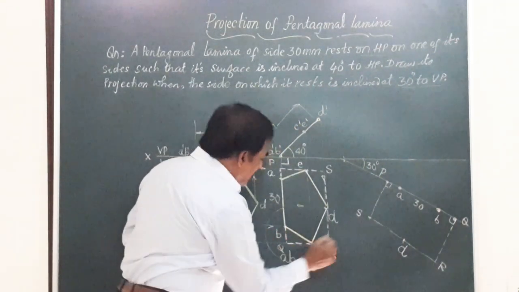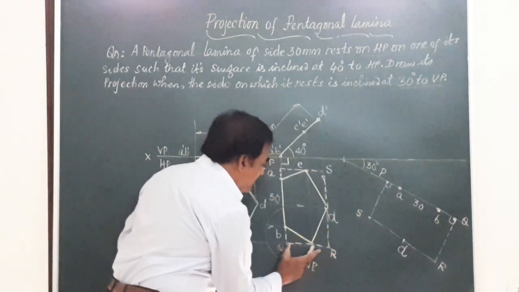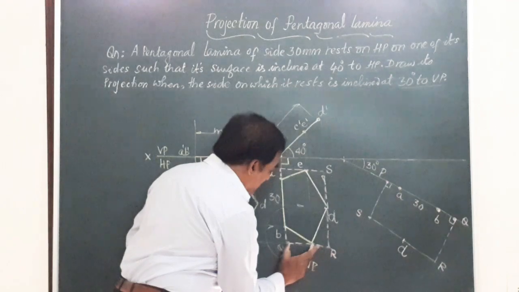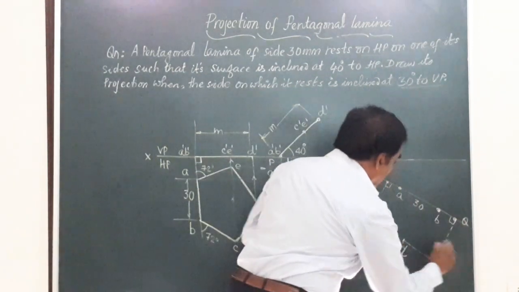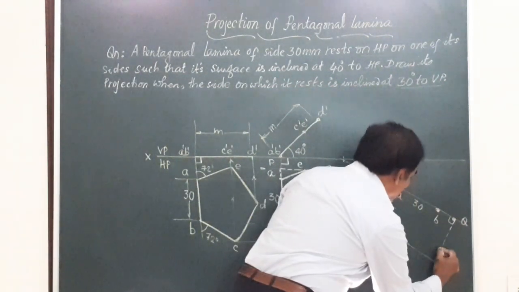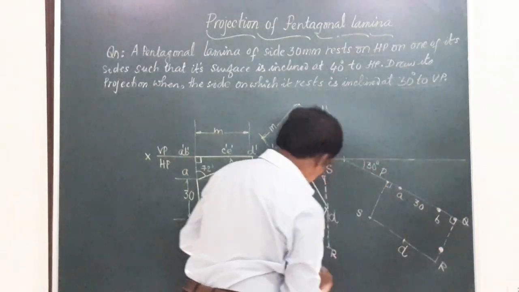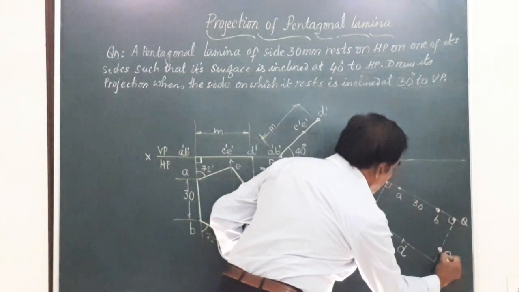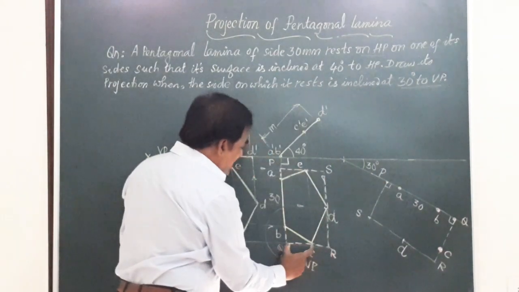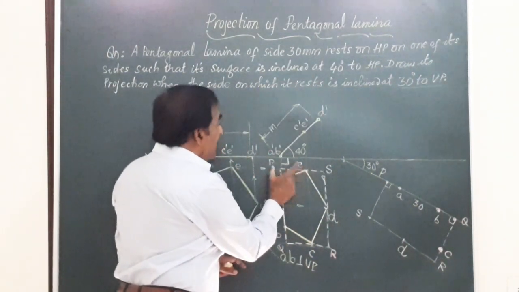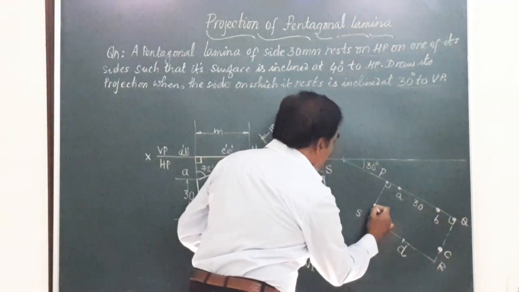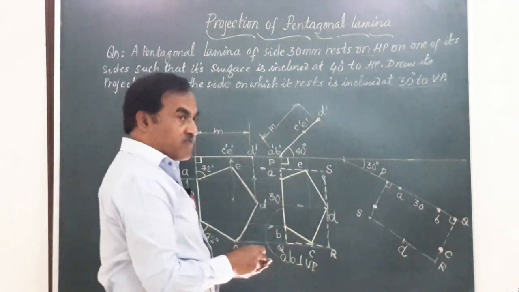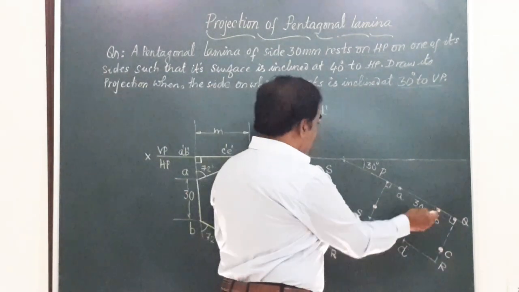Friends, on BR, take BC measurement from here. On QR, take this measurement. So on QR, you are going to take that measurement, obtain the point C. So you got A, B, C. Similarly, on the other side, at equal distance, you will have E on PS. Friends, we have located all the 5 corners of this lamina in this box.